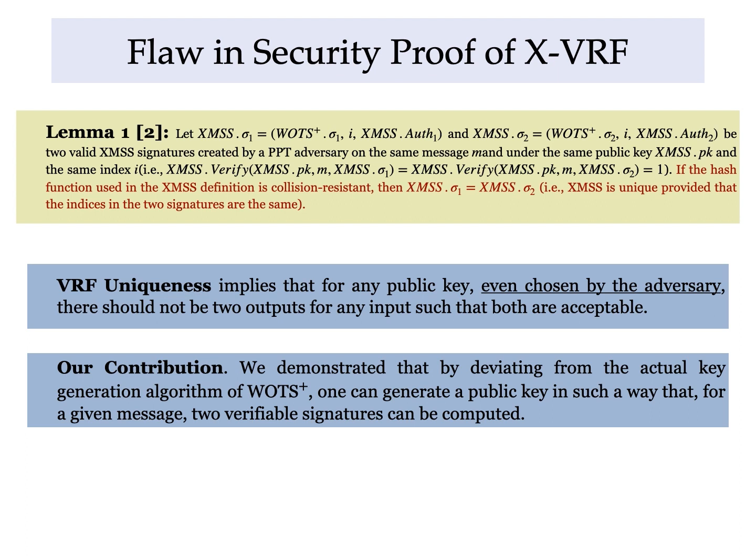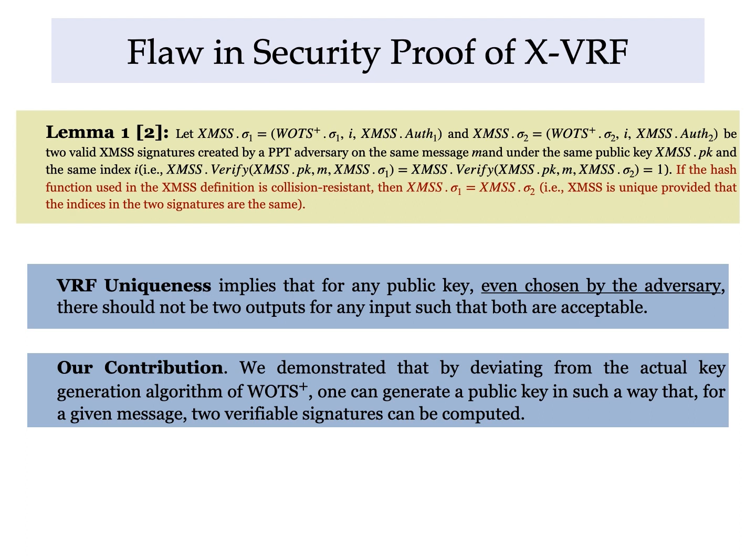And also the flaw in the security proof of X-VRF is this red line that I am showing here in this slide. This lemma is taken from the X-VRF paper, and the authors claim that if the hash function is collision resistant, then these XMSS signatures are the same. And we showed that this is incorrect. And also we proposed an efficient algorithm to produce two distinct signatures for one message.